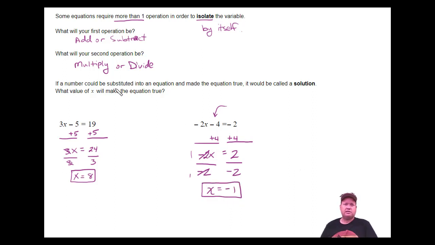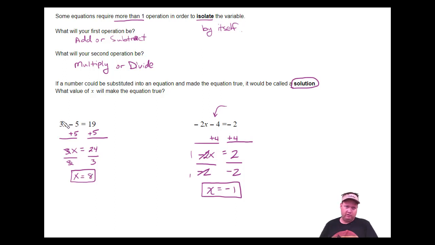I want to address this last sentence here. If a number could be substituted into an equation and made the equation true, we call that a solution. I want you to circle the word solution. Because when we find an answer and we box it, really what we're boxing is our solution. We're saying that if I put 8 into that first problem for x, I would make the equation true.